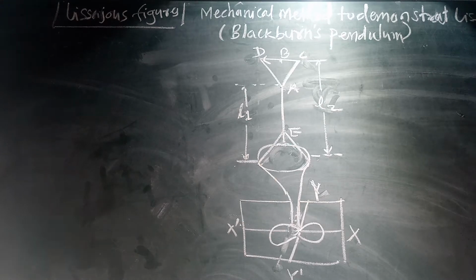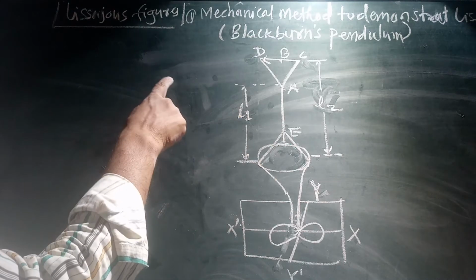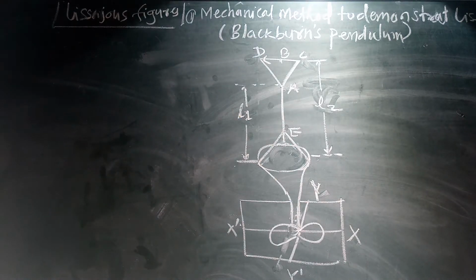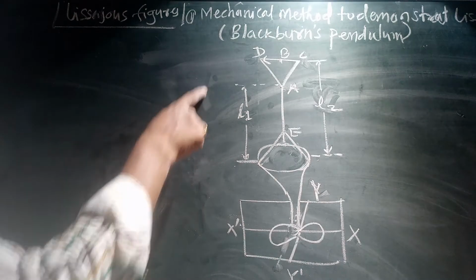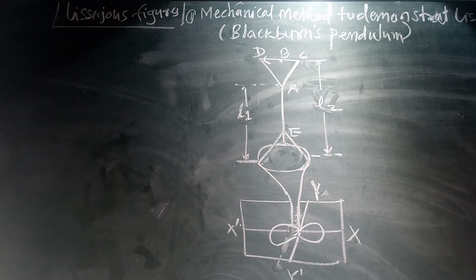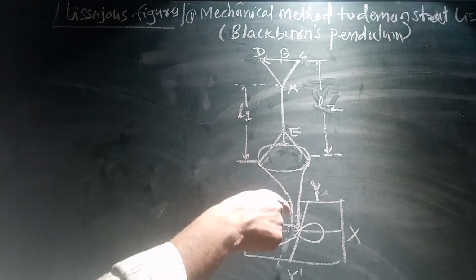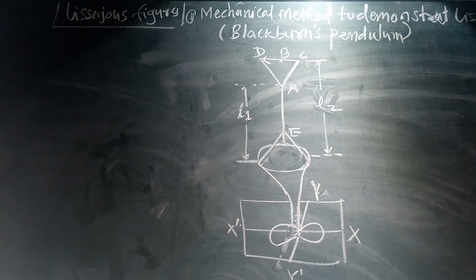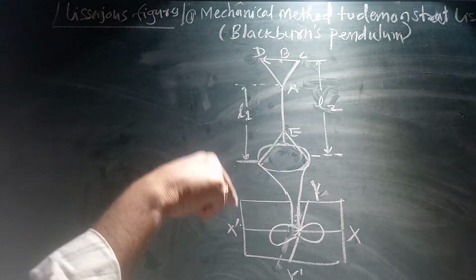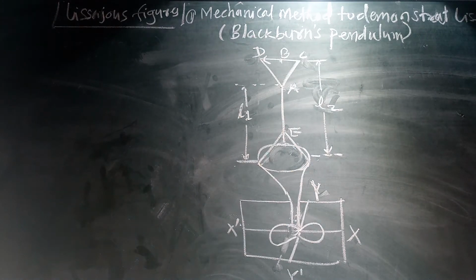So the first method is the mechanical method of obtaining the Lissajous figures. The mechanical method is also known as Blackburn's pendulum. Now this figure is of Blackburn's pendulum. If we look at the figure, this is the screen, this is the funnel with a fine nozzle, and whatever we pour, according to the frequencies and length, it will change the path.